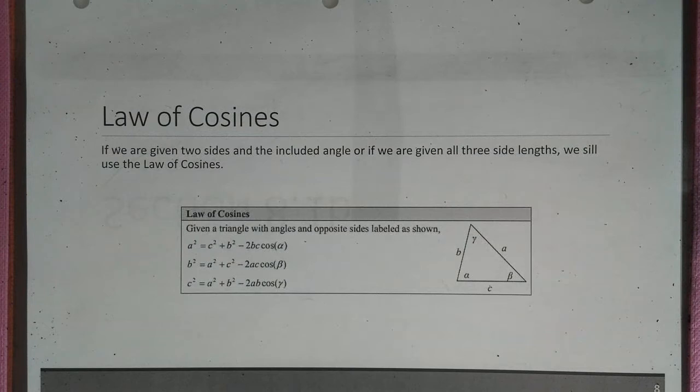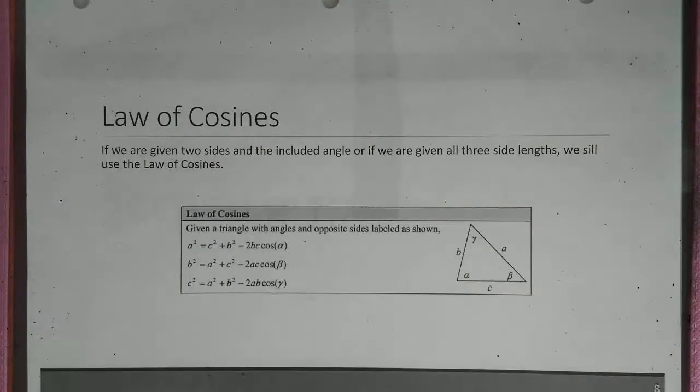There are three different ways to write the law of cosines, but if you only want to learn one of them and redefine your variables, that's totally fine. So if we are given a triangle with angles and opposite sides as labeled in the picture, then a squared is equal to c squared plus b squared minus 2bc cosine of alpha. B squared is equal to a squared plus c squared minus 2ac cosine of beta. And c squared is equal to a squared plus b squared minus 2ab cosine of gamma.